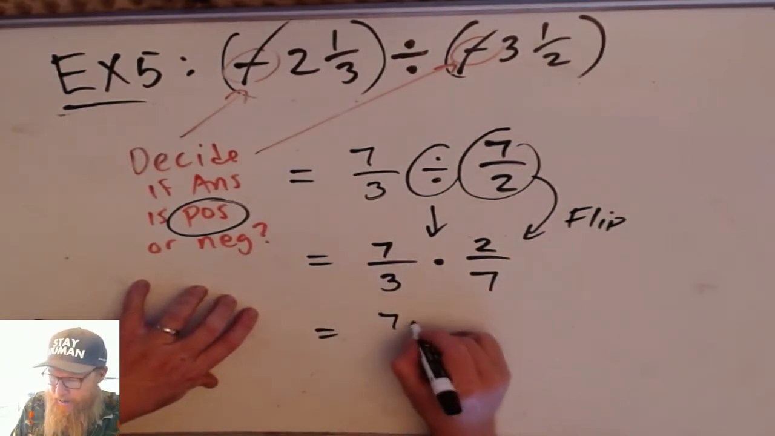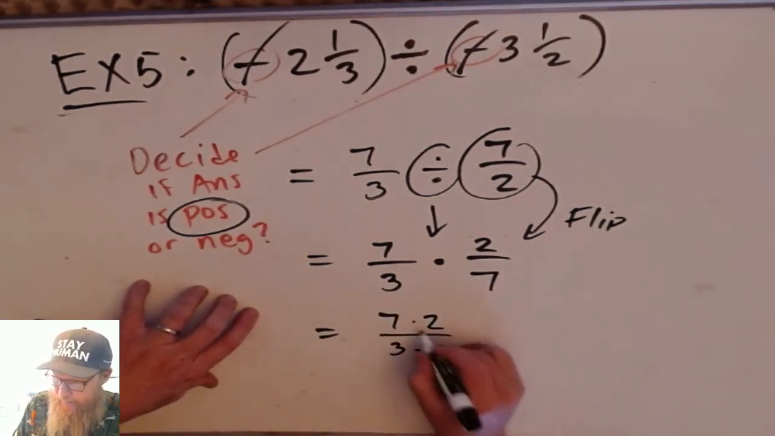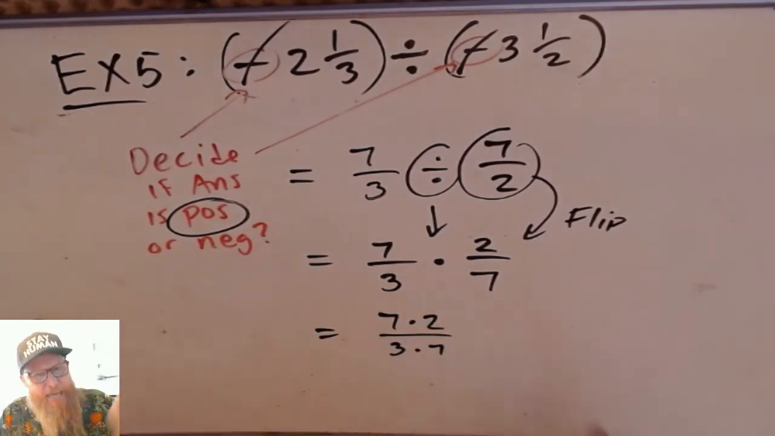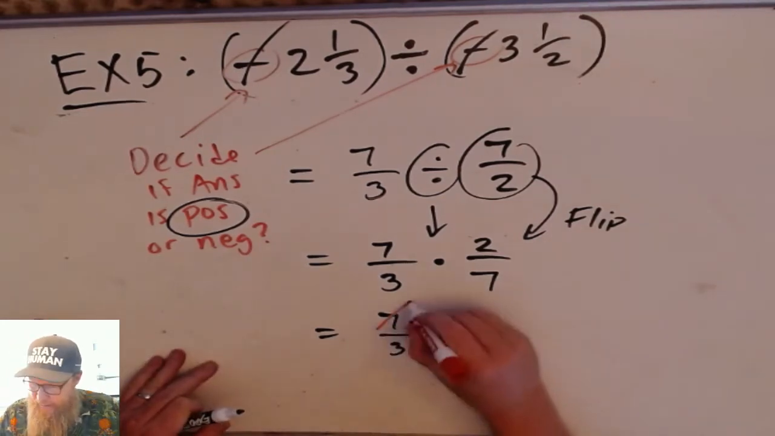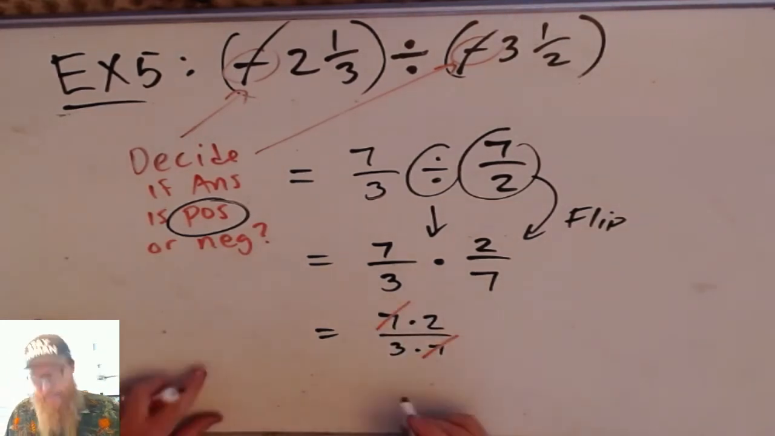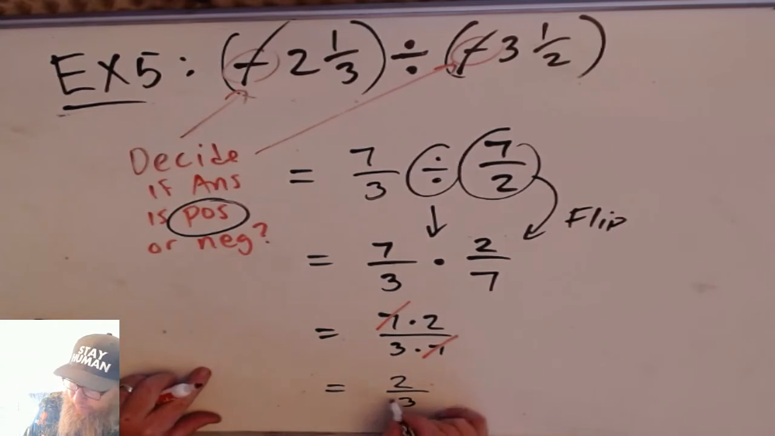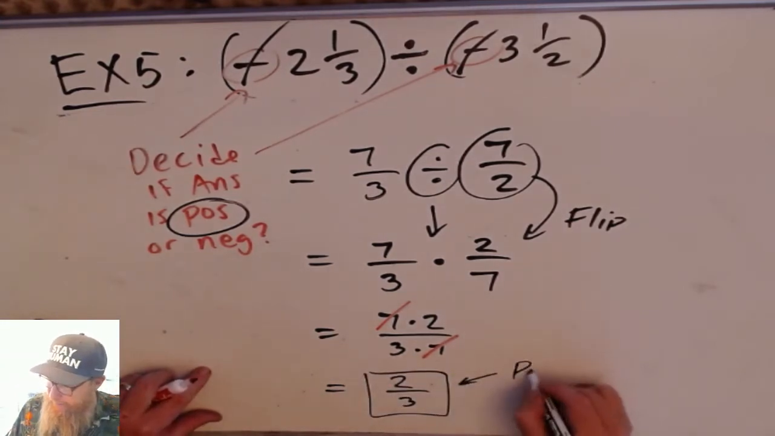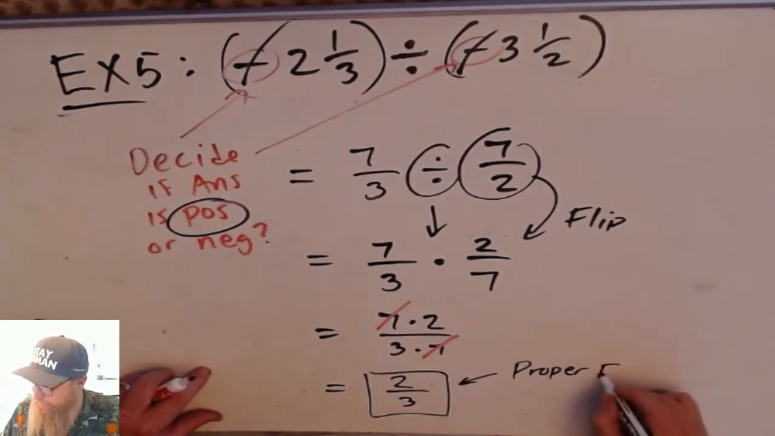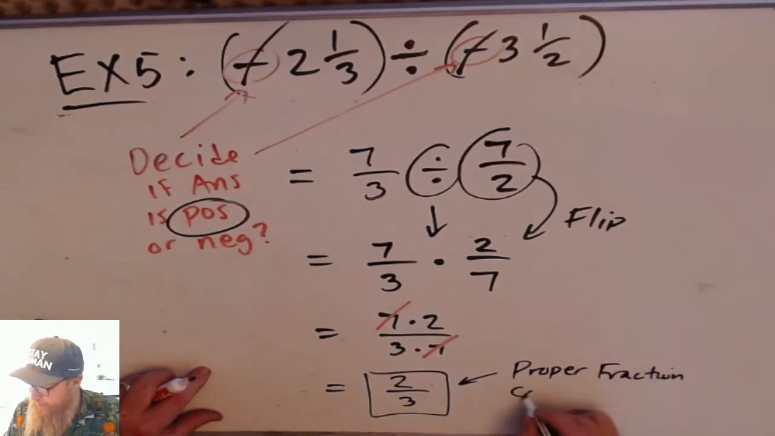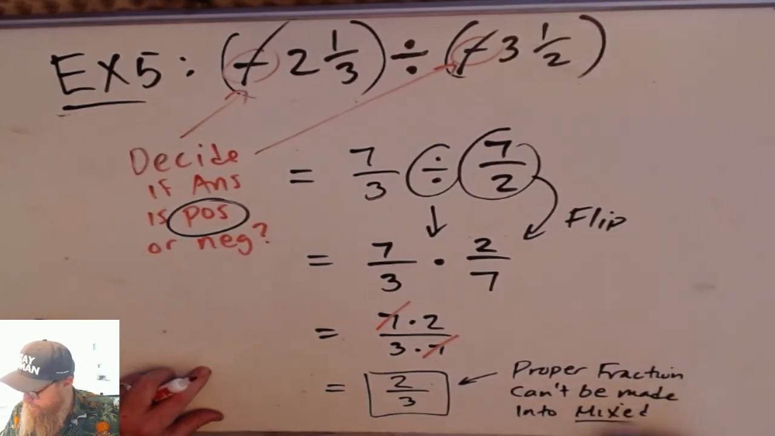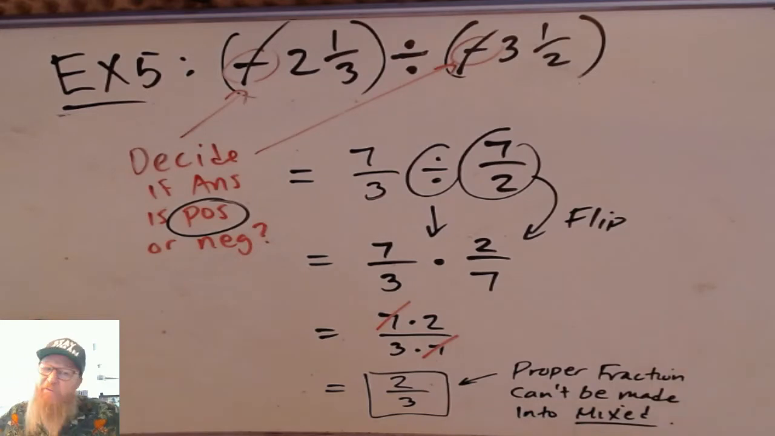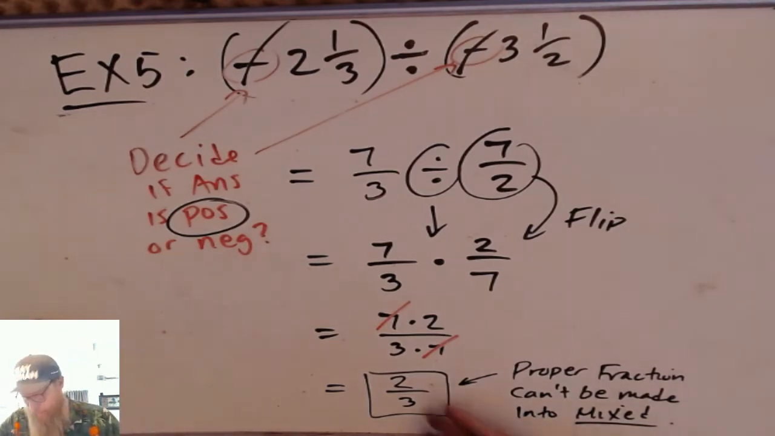Multiply straight across. Before you multiply, take a good look at it and say, can I simplify this? You can simplify that, and the answer is 2/3. This is a proper fraction, so cannot be mixed. So if you can't make a mixed number out of it, well, then you can just leave it alone.